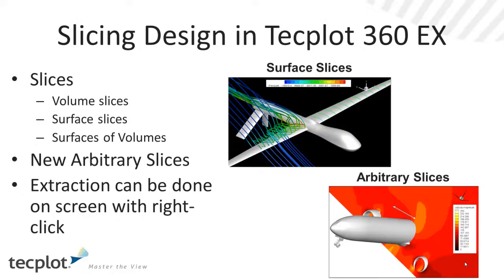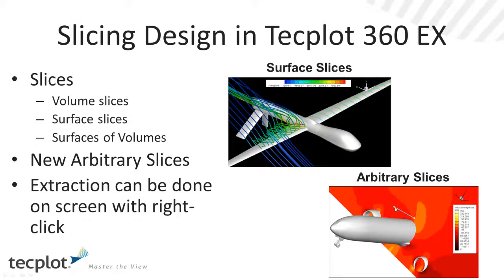First, we've had volume slices for some time now. We've now included the ability to slice the surface of volumes and surfaces in general. And that's good if you want to actually look at, for example, CP plots on a wing. You can actually do that now with just a simple series of clicks.